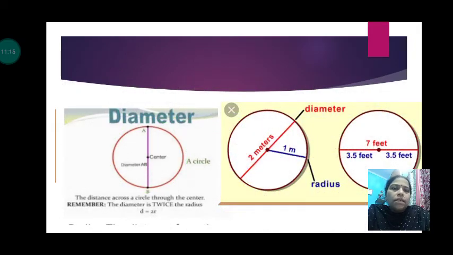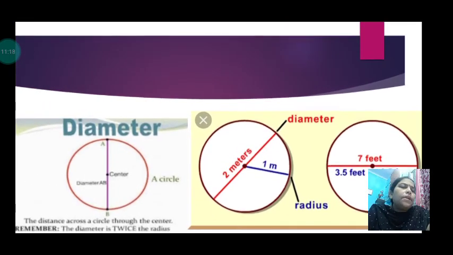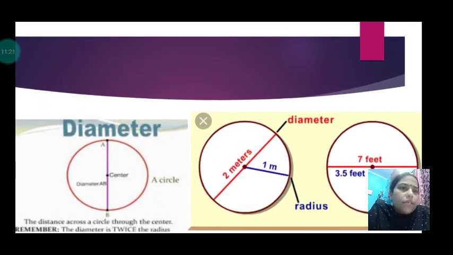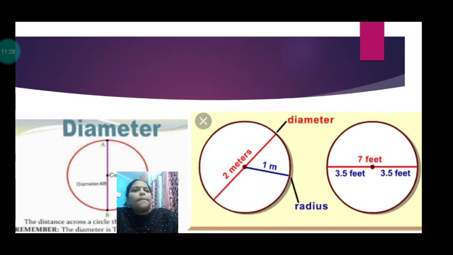So as you can see in this picture, see the diameter, if the radius is 1 meter, diameter will be 2 meter. If the radius is 3.5 feet, then the diameter will be 7 feet. It means that diameter is double of the radius.